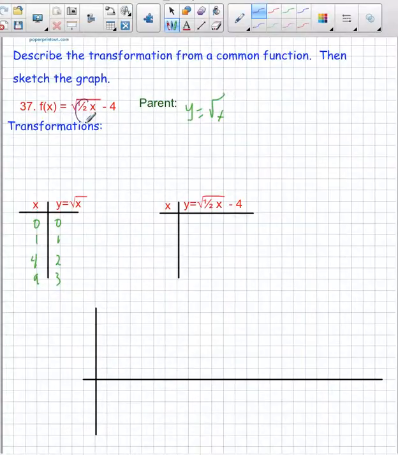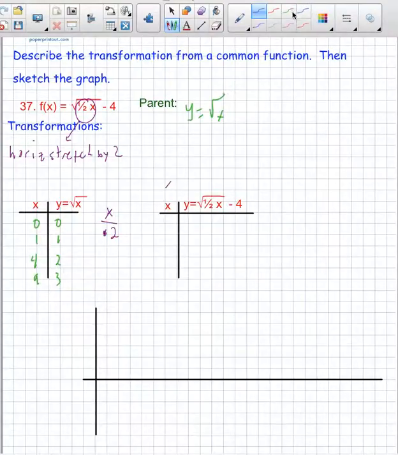So when I multiply x by 1 half, what I'm doing is I'm creating a horizontal stretch by a factor of 2. Remember, whatever we do to x, we actually are going to do the inverse. So the inverse of multiplying by 1 half is multiplying by 2. So this is a horizontal stretch by 2. That means for each of my x values, I'm going to multiply them by 2 when I transform the points.